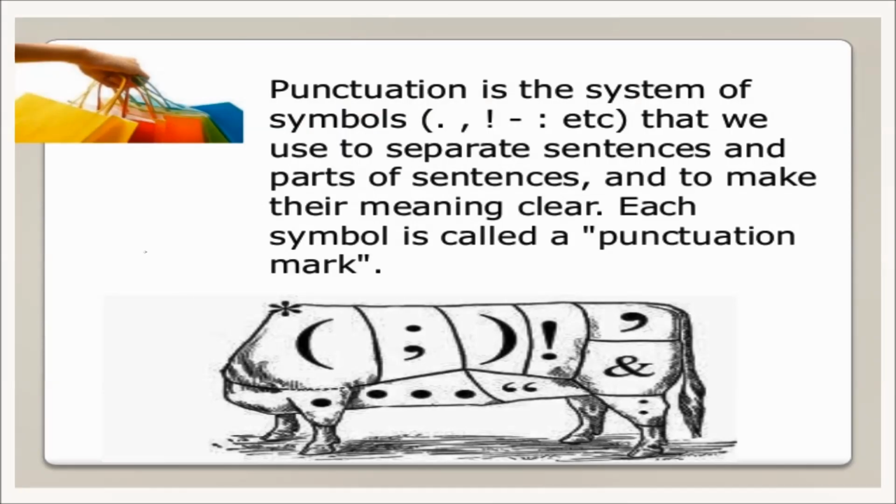Students, already we have discussed what is meant by punctuation. Punctuation is the system of symbols that we use to separate sentences and parts of sentences and to make their meaning clear. Each symbol is called a punctuation mark.